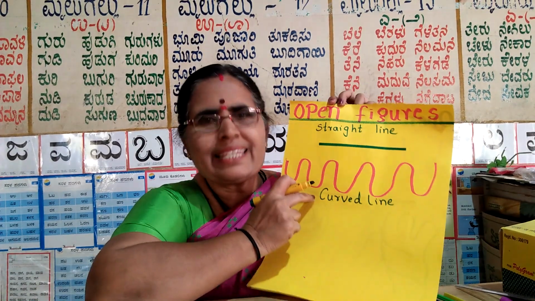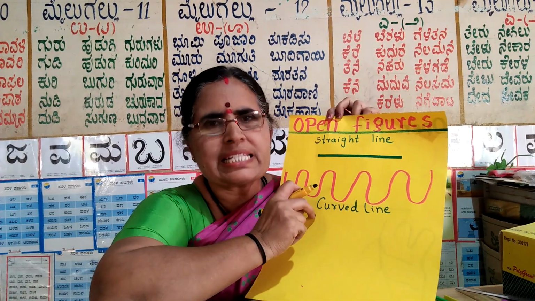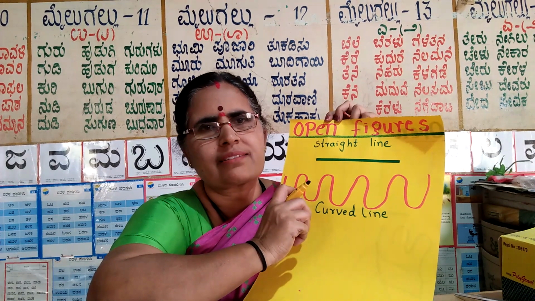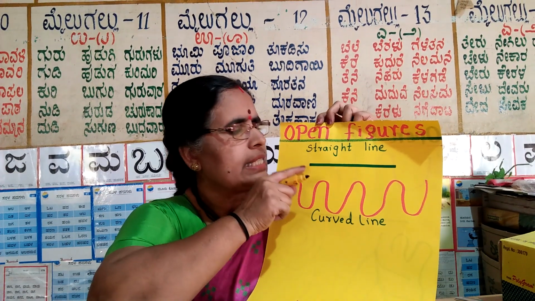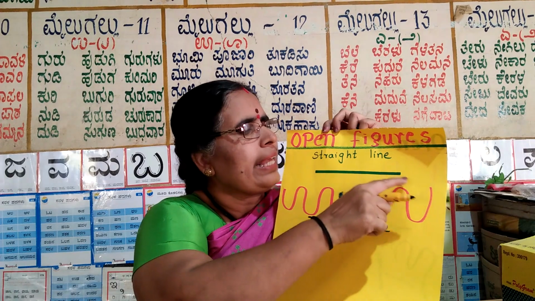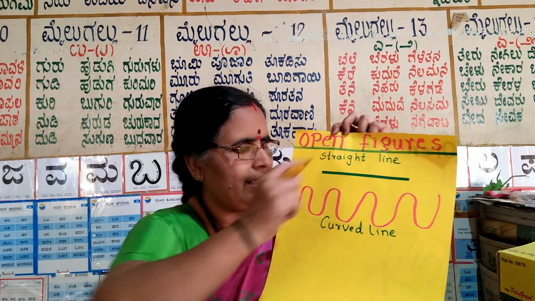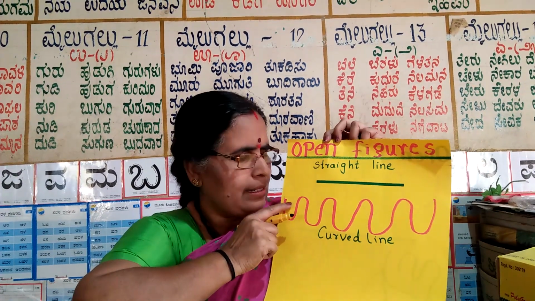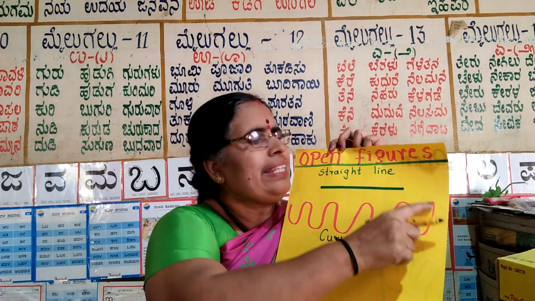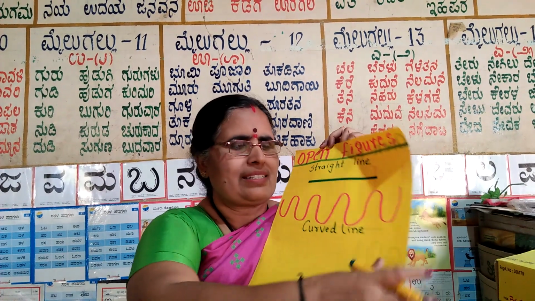The straight line and the curved line can also be considered as open figures because they start at one point and end at another point. In the same way, the curved line starts at one point and ends at the other point.